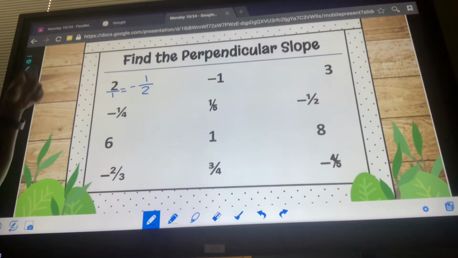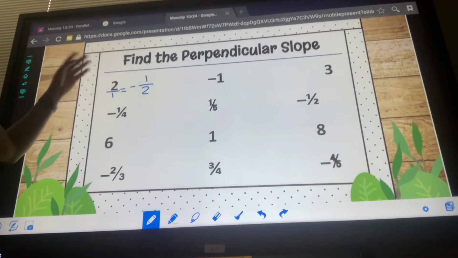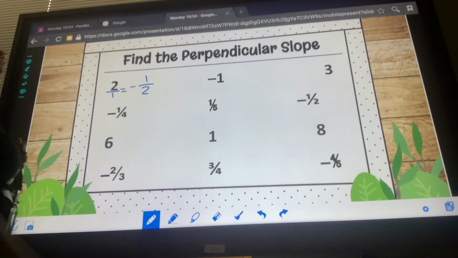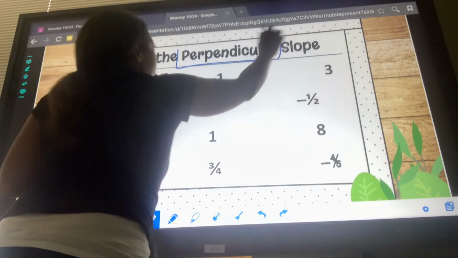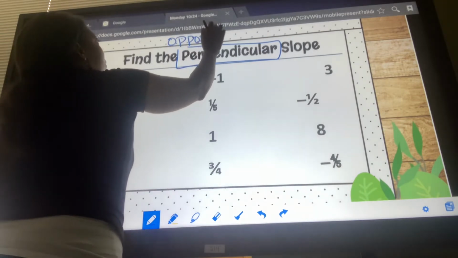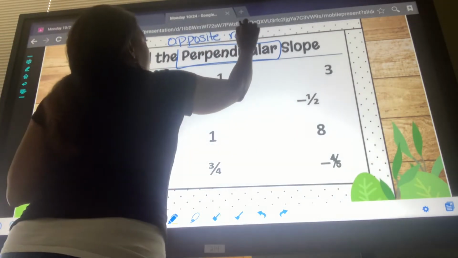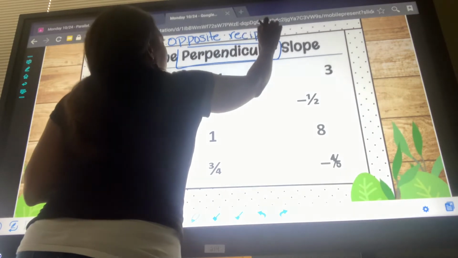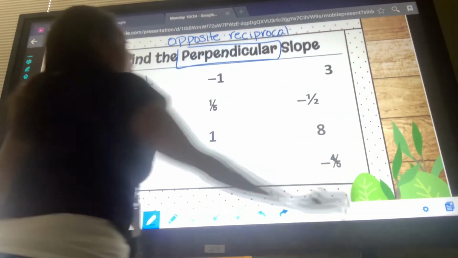Okay, so a line that is perpendicular to a line with a slope of 2 will have a slope of negative 1/2. Okay, so remember, this word means opposite reciprocal on the slope.